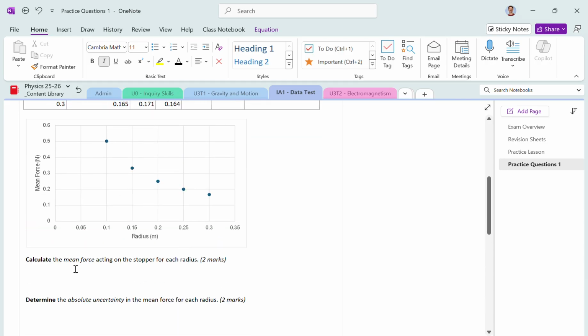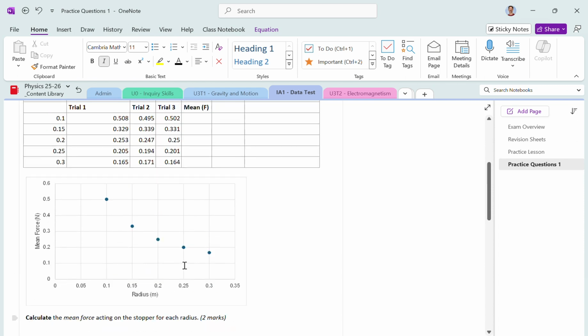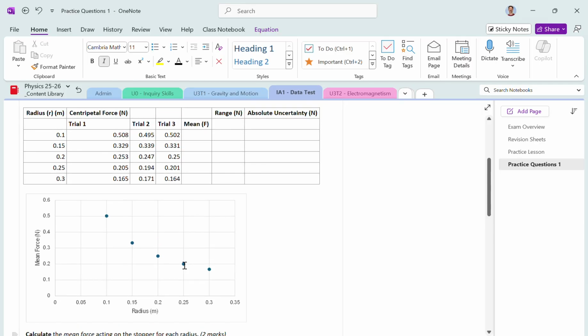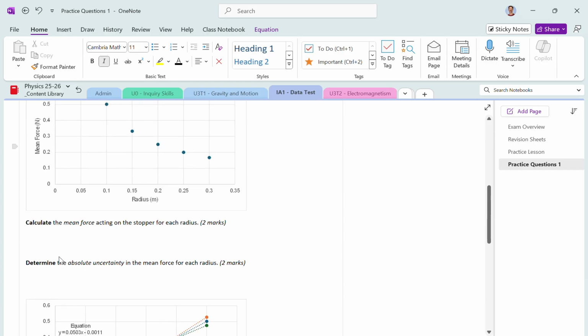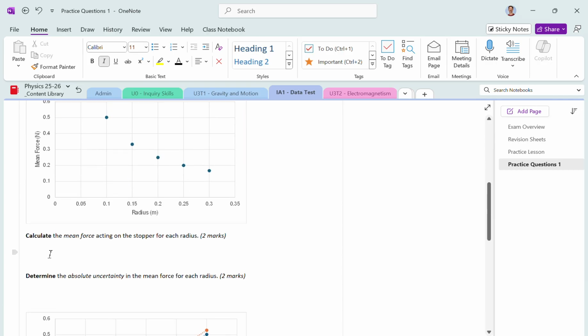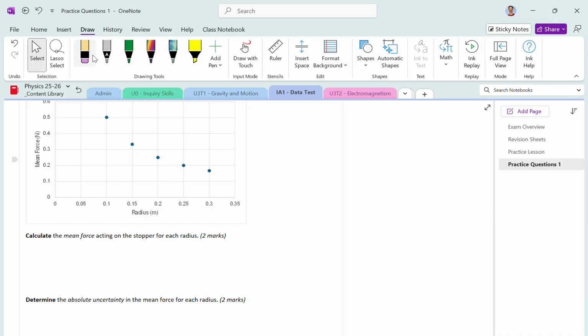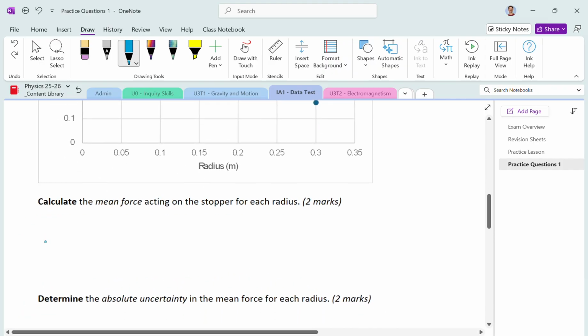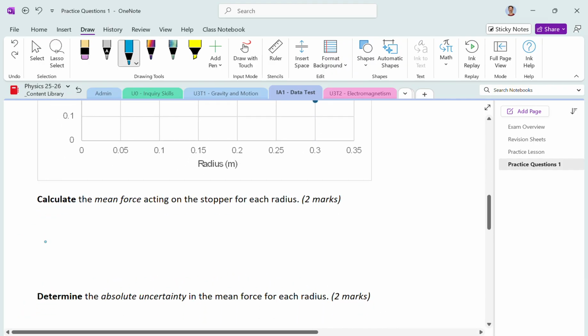The first question is asking us to calculate the mean force acting on the stopper for each radius. I'm just going to do one radius and show you what calculating the mean force might look like as a solution. So I'll draw in here. You can just write mean if you wanted. The mathematical way of doing it is x bar equals the sum of x values over the number of values.